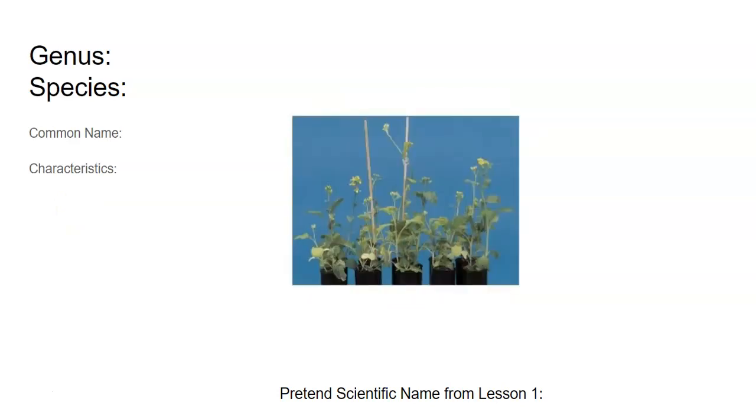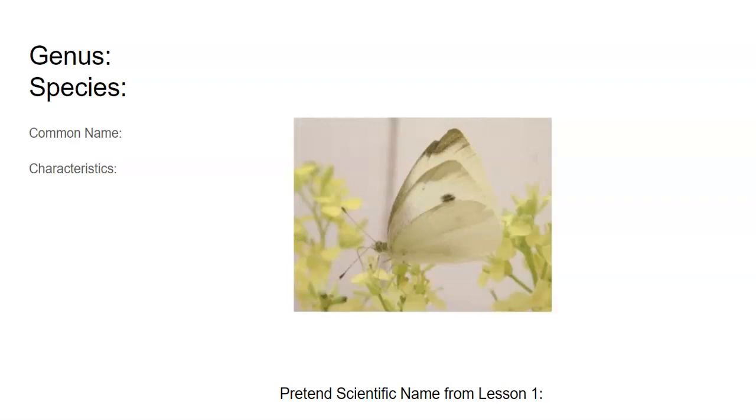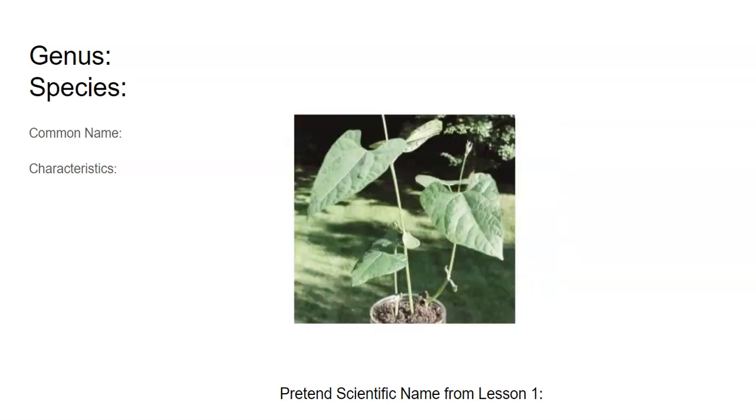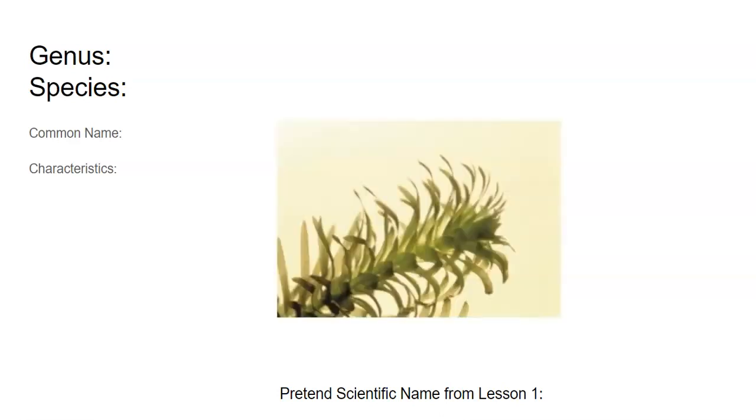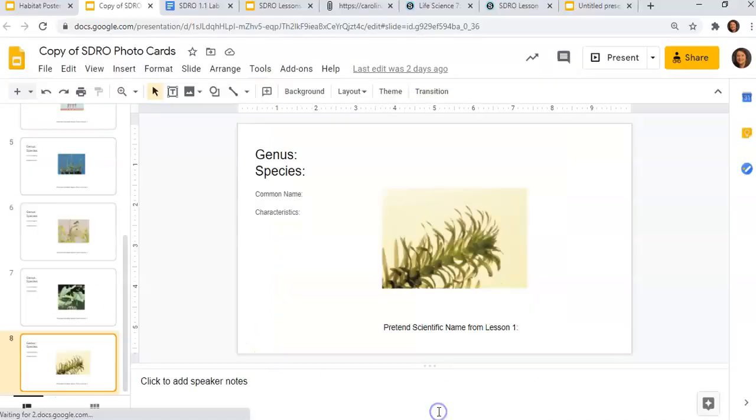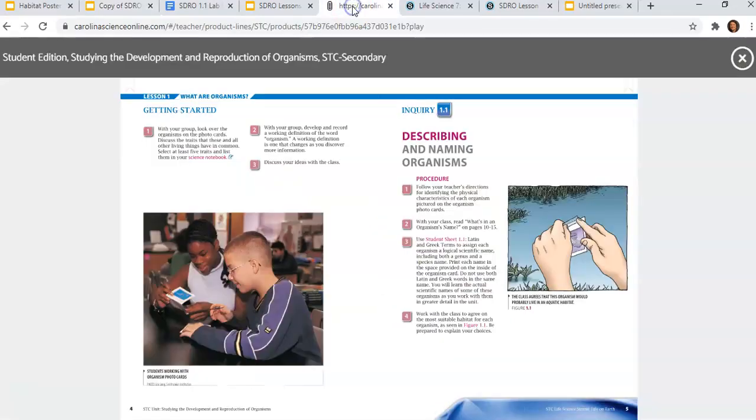Okay, look at these plants closely and write down a few characteristics. Color, size, shape, texture, those kinds of things are what we're looking for, characteristics or traits. Here's another. And another plant. Another plant. And that's all of them. So once you have done that for each one of the photo cards, then let's go back to our directions.